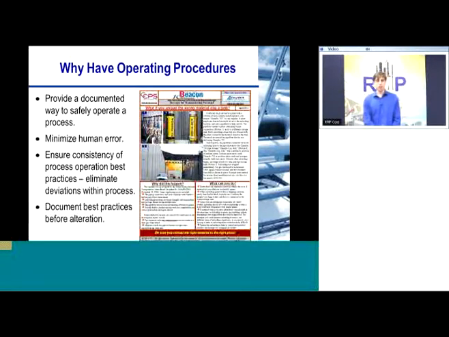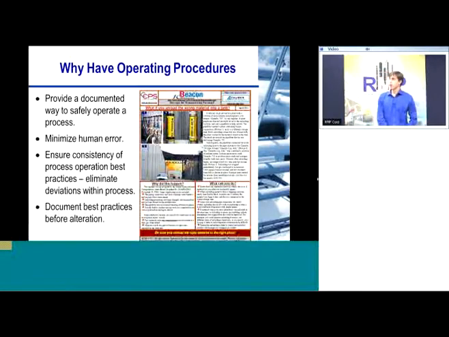Finally, one more point I just want to note is document best practices before alteration. In this sense, if you have one employee, one operator that really knows how to operate the process, if he leaves, then you want to be sure you capture all that information. And so I'll say this a couple times throughout the presentation, but the end goal of operating procedures is to really encapsulate everyone's knowledge, all relevant knowledge, in a way to safely operate a process.